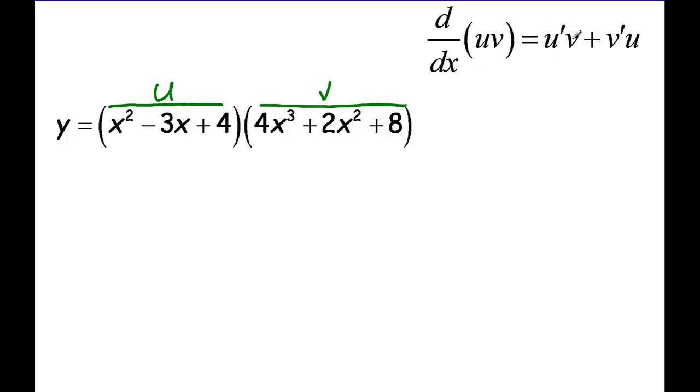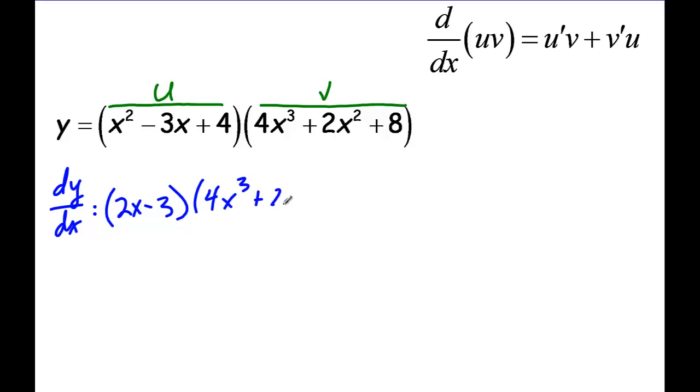So remember we do u prime first. That's what I'm going to do here. dy/dx is equal to the derivative of u, which is 2x minus 3, times v. So we write out all that: 4x cubed plus 2x squared plus 8. And then, of course, plus, and then we do v prime, which is the derivative of v, and that's 12x squared plus 4x. Close parentheses, and then we write the original u.